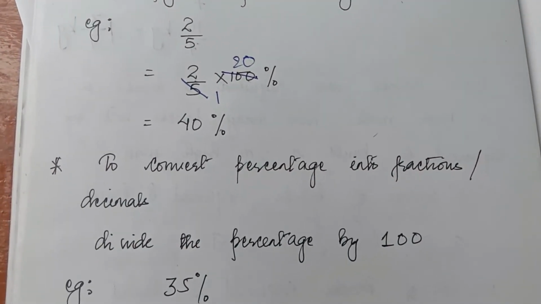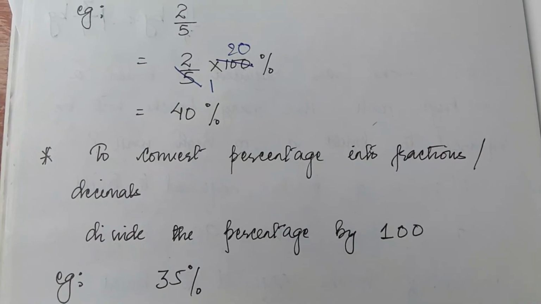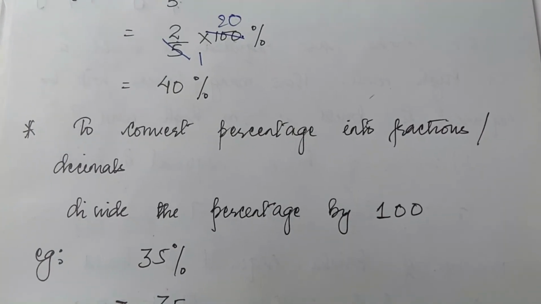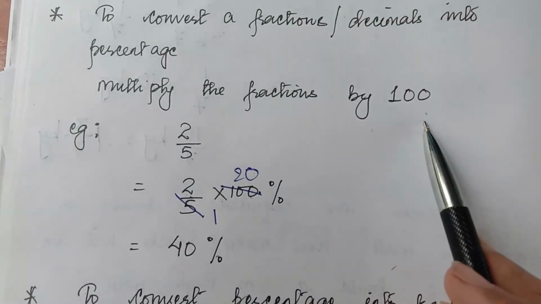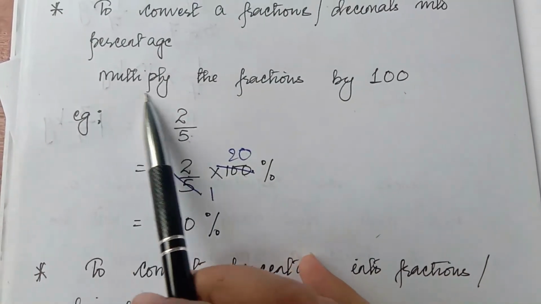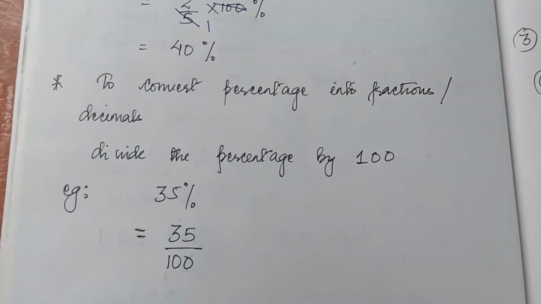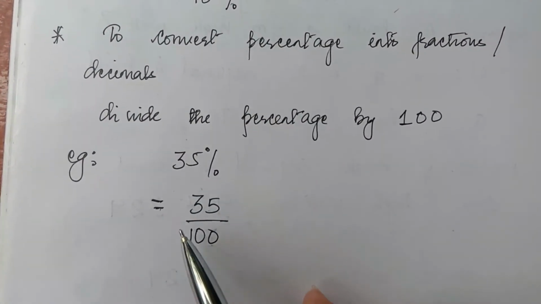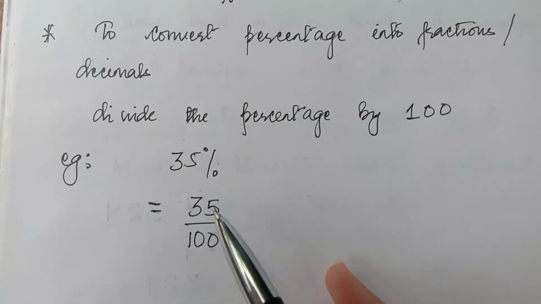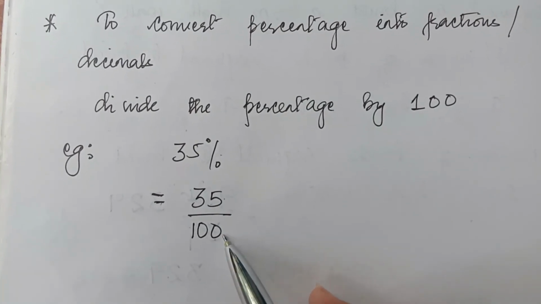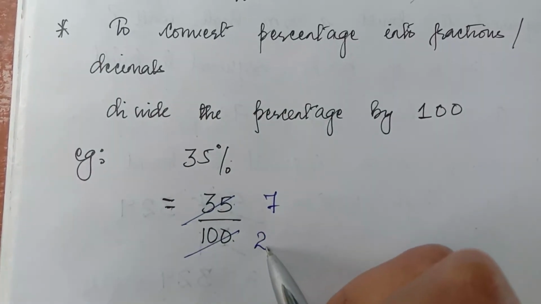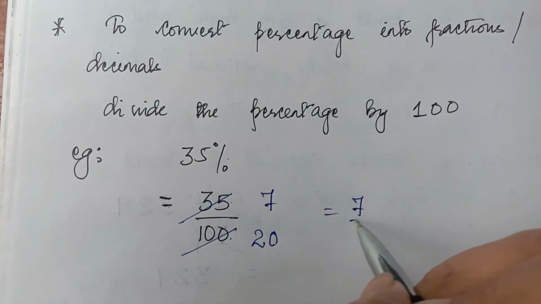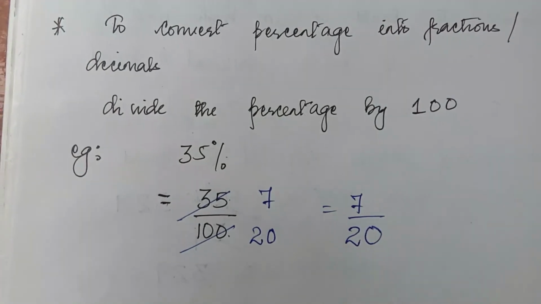Then how to remove the percentage? If percentage is given, how to convert that percentage into fractions or decimal? For that, here we have multiplied by 100. Now the opposite of multiplication is division. We will divide the given percentage by 100. So 35 percentage is 35 by 100. So we can cancel here. 5 sevens are 35, 5 twos are 10, 0. So 7 divided by 20.